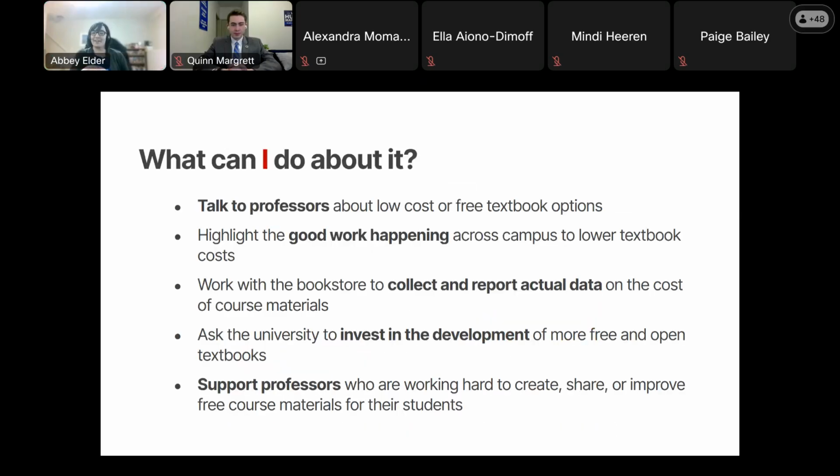And what can I do about it specifically? I can talk to professors about low cost or free textbooks, highlight the good work happening across campus already, work with the bookstore to collect and report actual data about the cost of your materials, ask the university to actually invest in the development of more open educational resources, and support the people who are already doing that hard work. And I am doing most of those things.